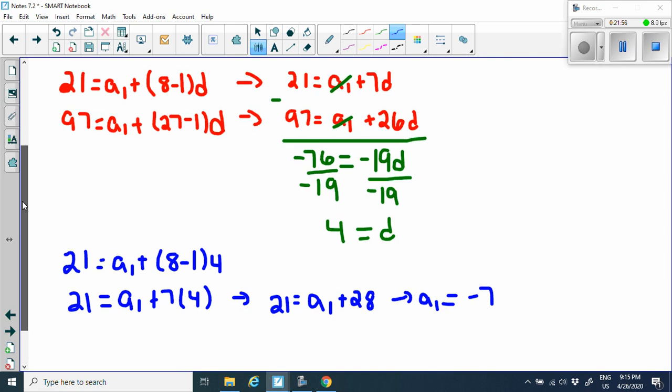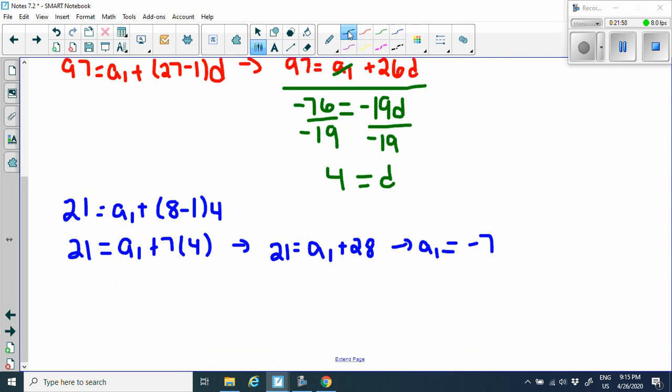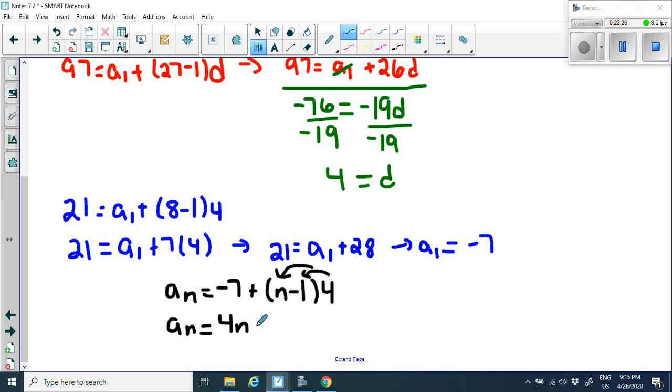And then plugging it back in, I have my a sub n equals negative 7 plus n minus 1, and then times my d, which is 4. I distribute this, and I think you guys can figure out the math from here. I think you guys have been doing really good at that. So your final answer, you should get a sub n equals 4n minus 11 as your rule.